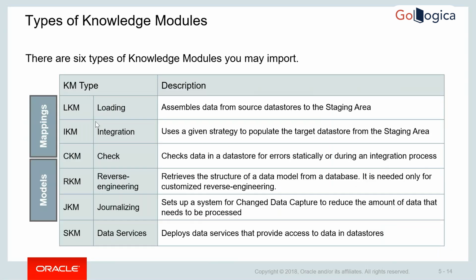Basically, we have 6 different types of knowledge modules. LKM we call a loading knowledge module, which is used to get the data from the source to the staging area.